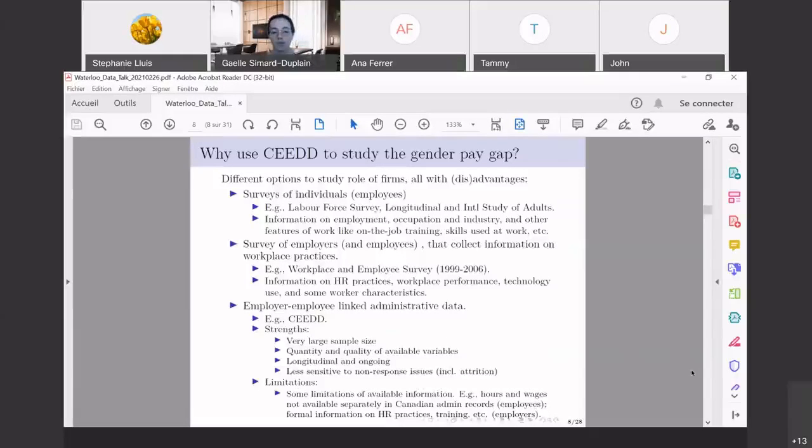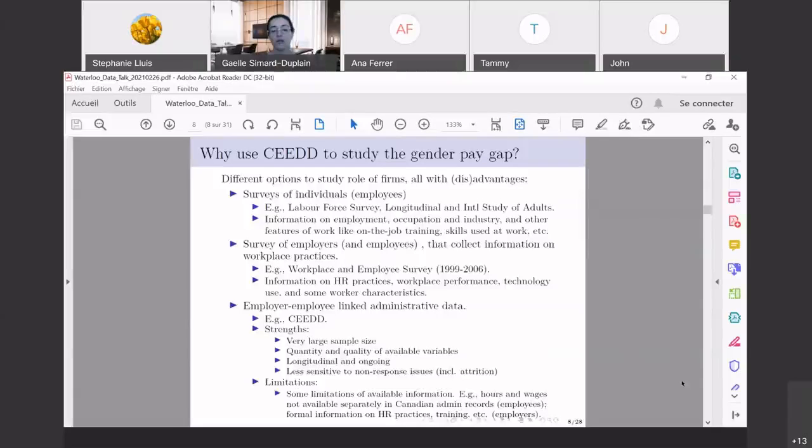But firms are really documented indirectly through what we know about the workers and their work. And then there's also some survey of employers and, to some extent, of their employees that collect information on workplace practices. In Canada, one example would be the Workplace and Employee Survey that was unfortunately discontinued in 2006.